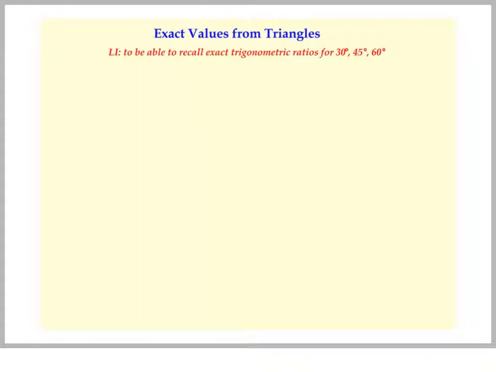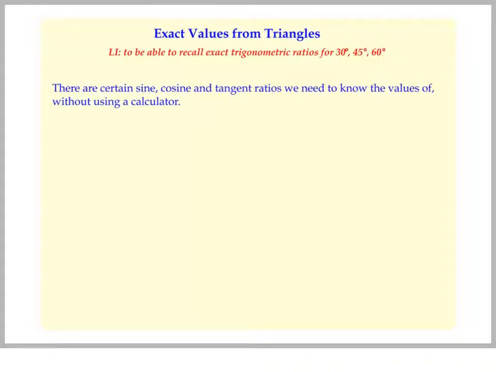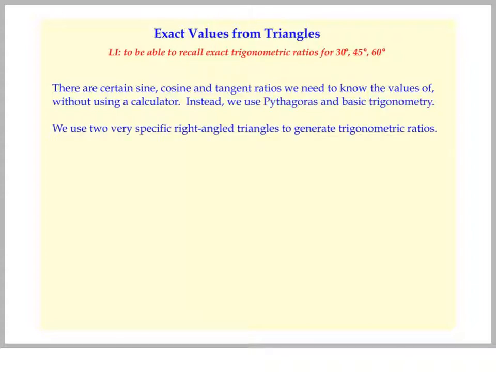What we now need to do is look at 3 different values: 30 degrees, 45 degrees and 60 degrees. Now the challenge is we need to know what these values are without using a calculator. It's not just a case of guessing, we can still work them out. But what we need to do is remember how to use Pythagoras and basic trigonometry, our SOHCAHTOA. So what we're going to do is look at 2 specific right-angled triangles and use them to get our values for 30 and 45 and 60.